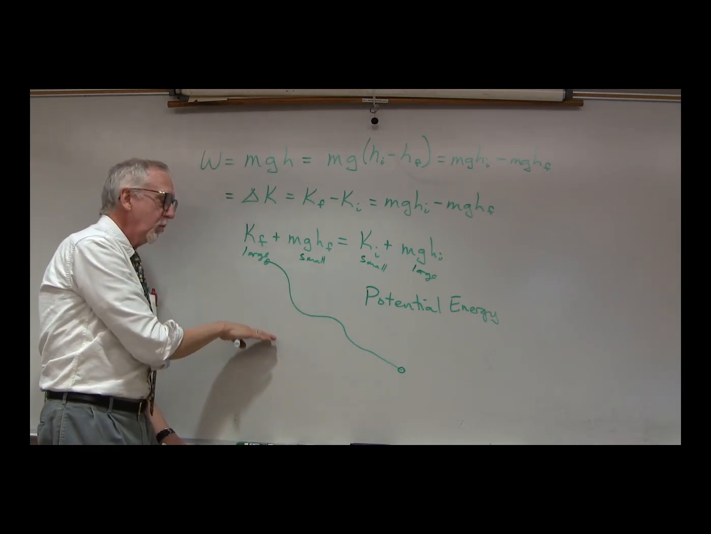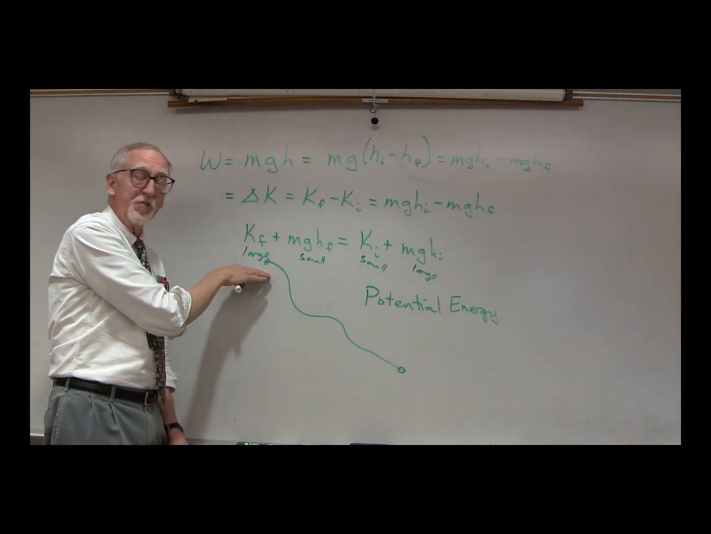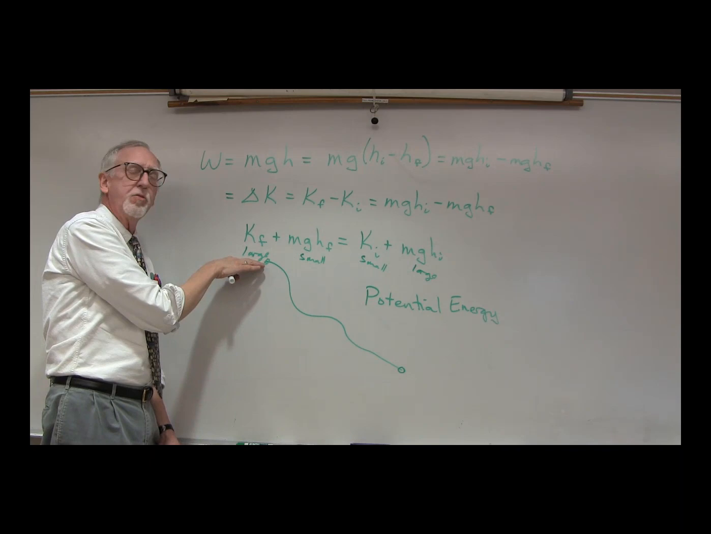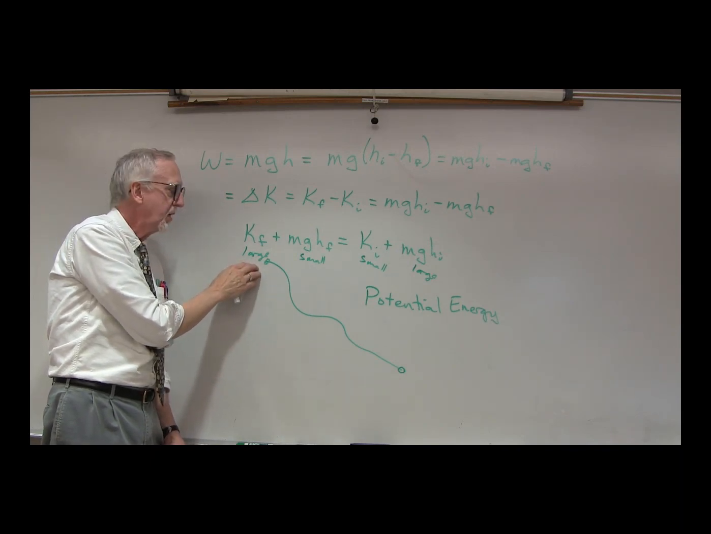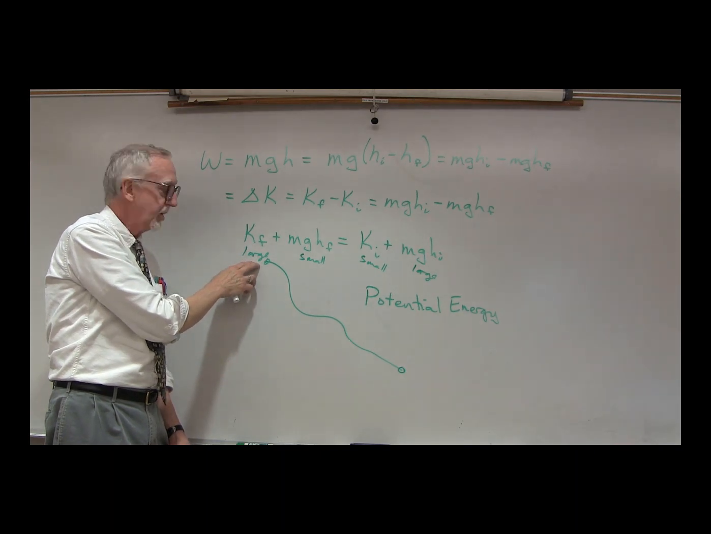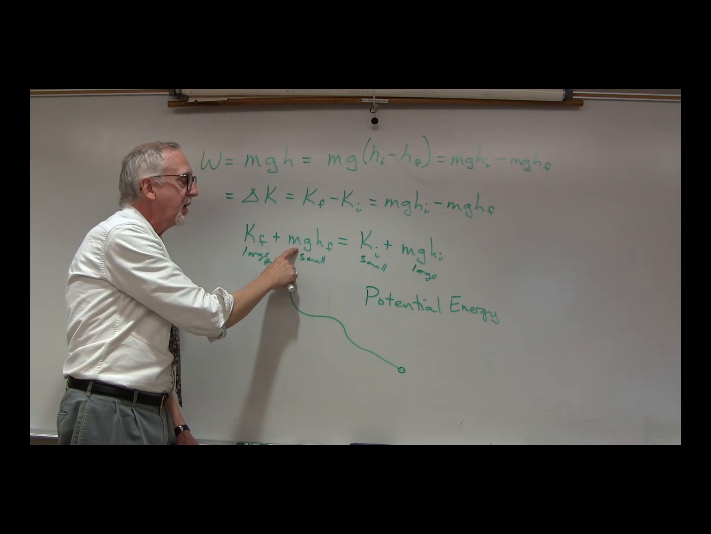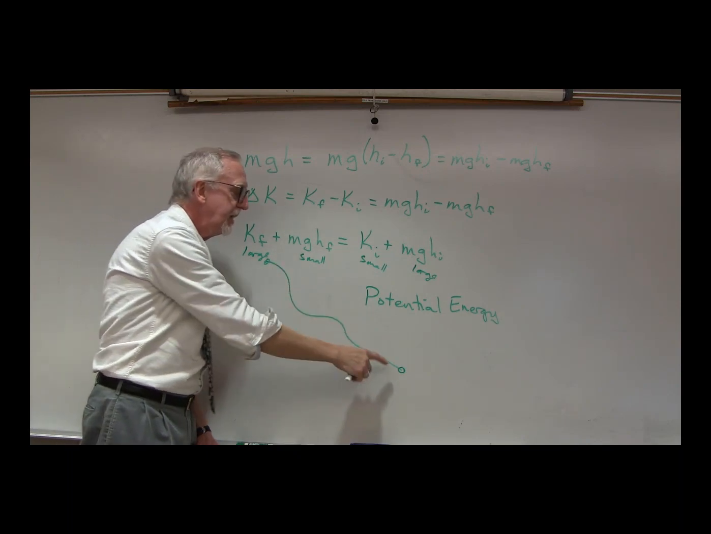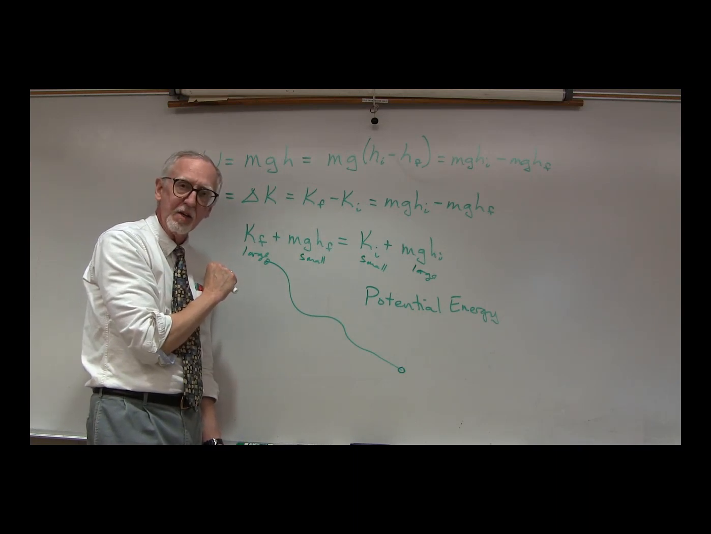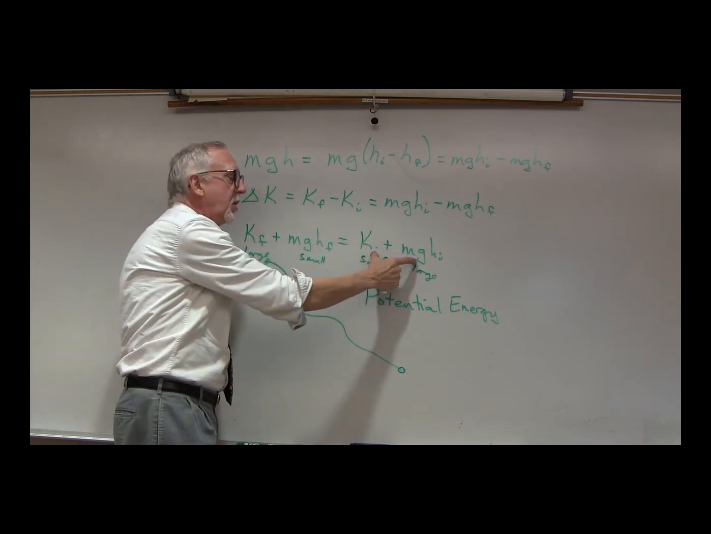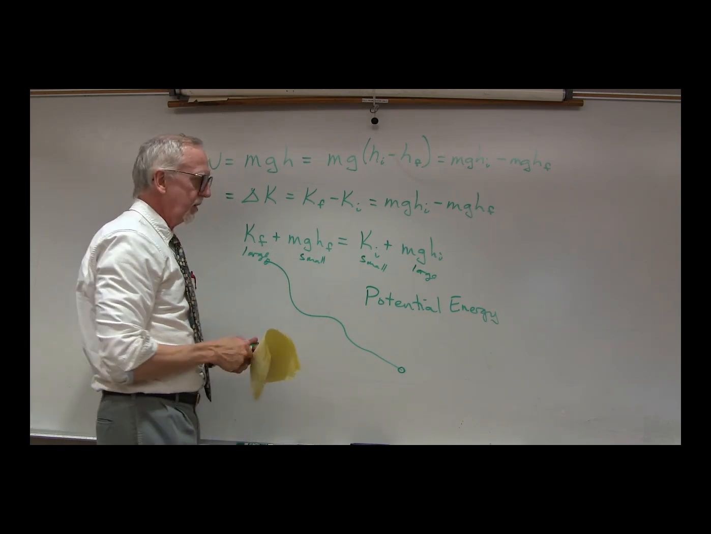As they were perhaps lifted up the hill on a ski lift or something like that, they were increasing their potential energy. So they have lots of potential energy up here, but very little kinetic energy. As they slide down, what happens? Their potential energy decreases, and that energy gets turned into kinetic energy, so that the sum always stays the same. This is a very, very interesting result.